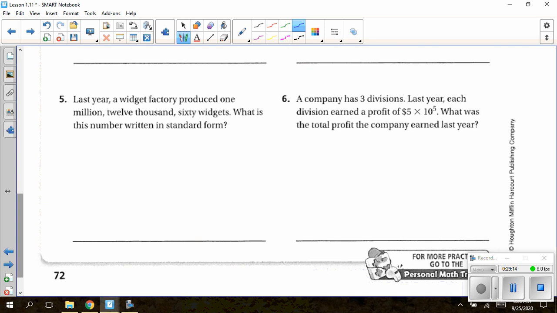And finally, for number 6, a company has 3 divisions. Last year, each division earned a profit of 5 times 10 to the 5th power. What was the total profit the company earned last year? So because there are 3 divisions, I do have to find my basic fact that we will have to multiply together. So I know, because with the 3 divisions, I would want to take 3 times 5 first, and then times 10 to the 5th power. Remember, the exponent does tell you how many zeros to place behind that.